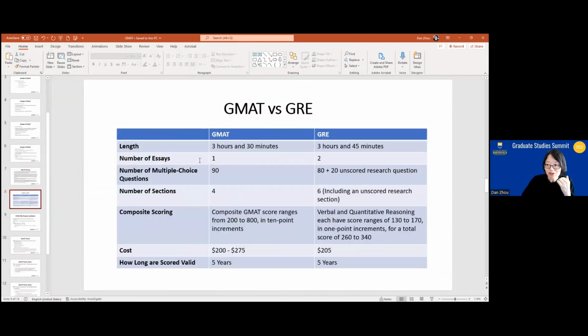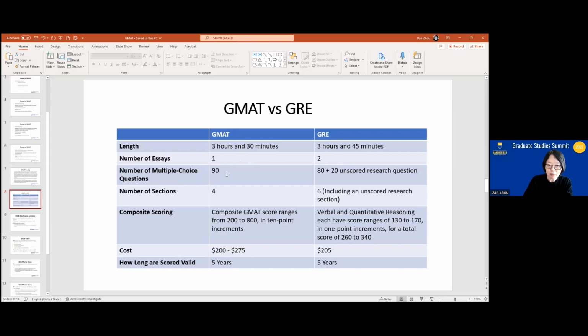I have primarily introduced the GMAT. Because at Bakersfield it is not very convenient to take the GMAT, we also consider the GRE as a substitute for the GMAT. That's why on this slide I list the comparison between GMAT and GRE. For GMAT, it takes 3 hours and 30 minutes, and GRE takes 3 hours and 45 minutes. The number of essays you need to complete in GMAT is 1 essay, and for the GRE, there are 2 essays.